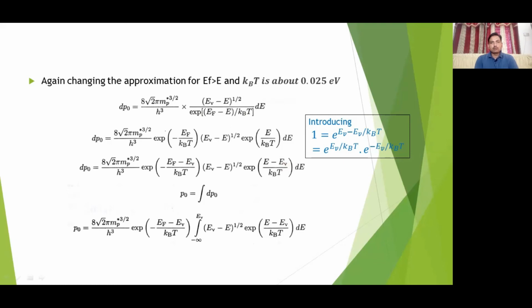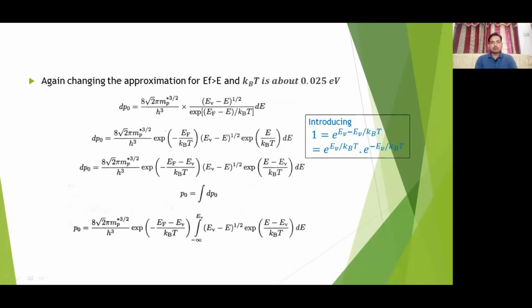Okay. So to find the total number of holes inside the valence band, you have to integrate this for the whole valence band. The valence band starts from minus infinity and goes up to EV, the top of the valence band. This will be the limit of the integration. So simply integrate the above equation.